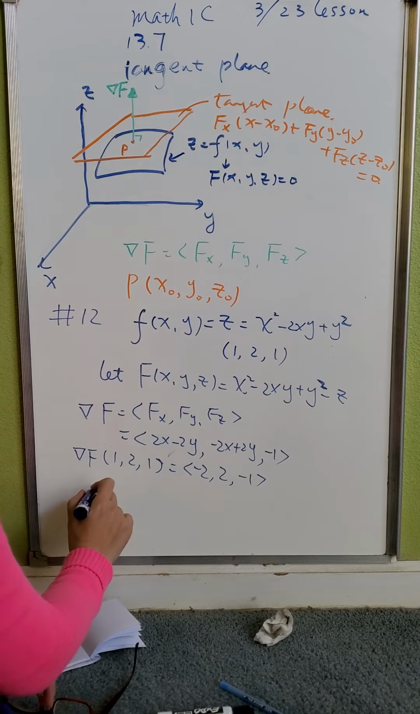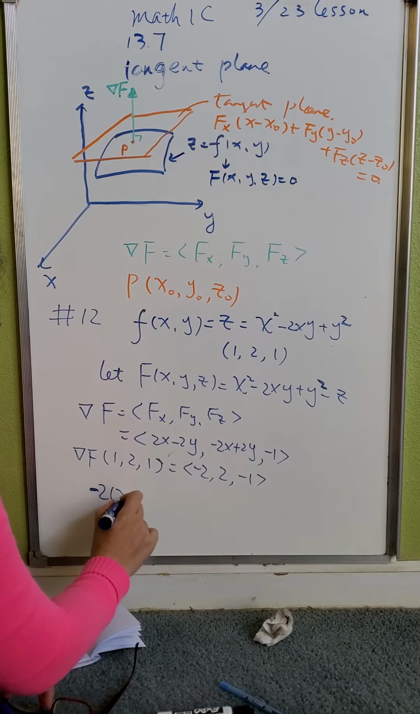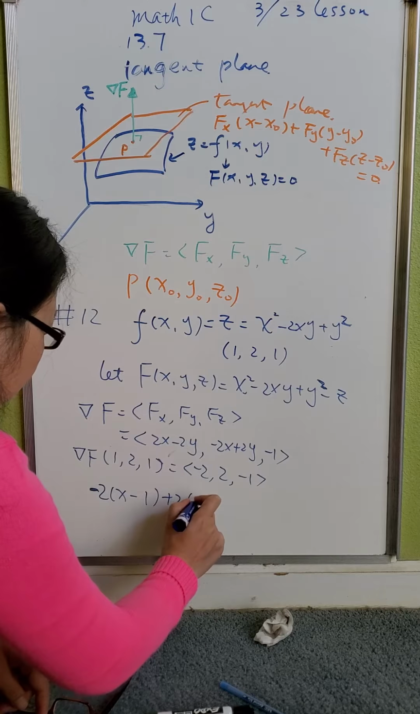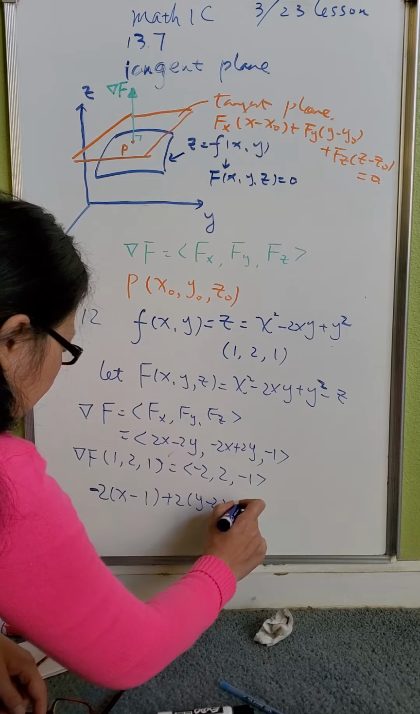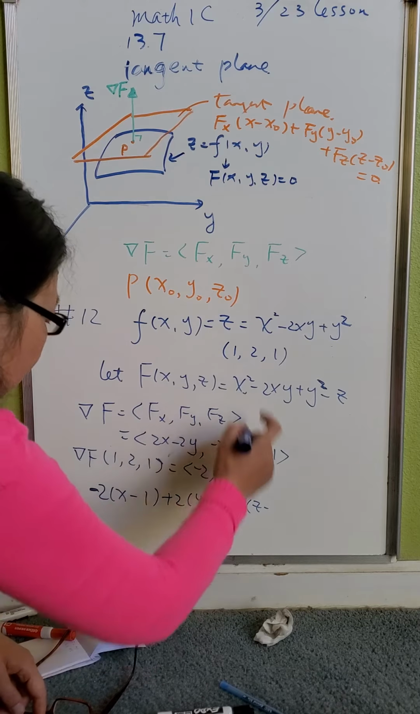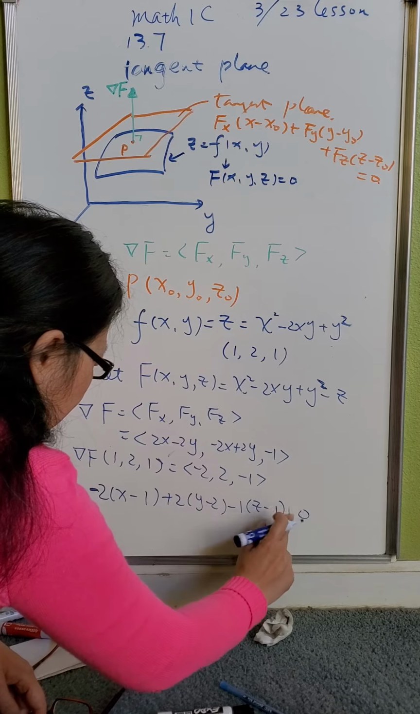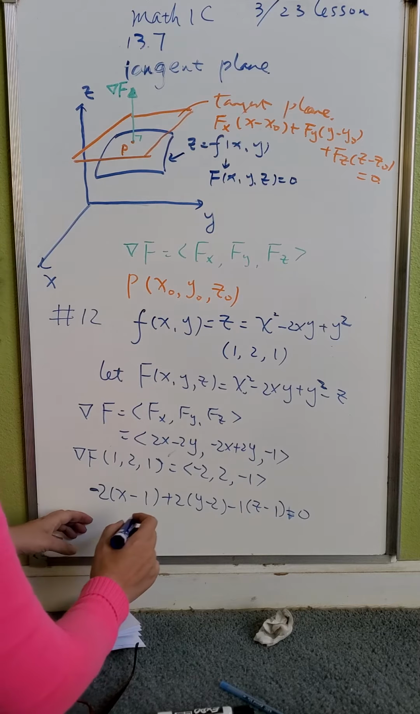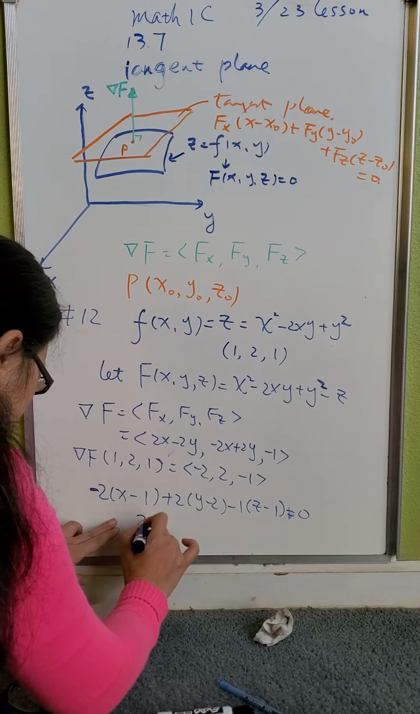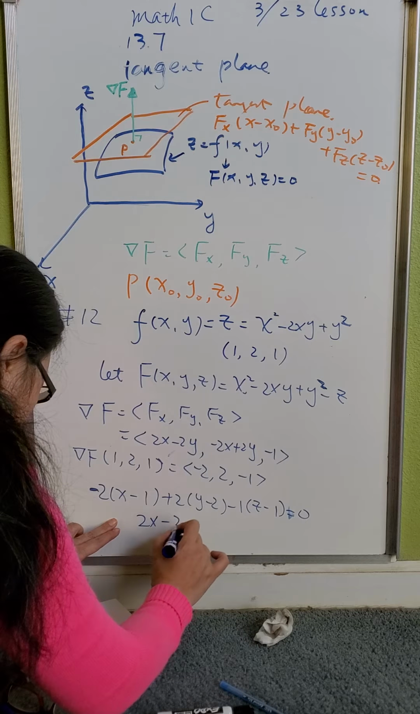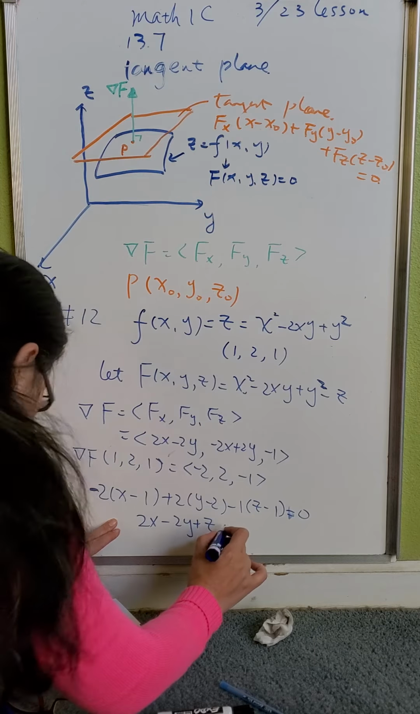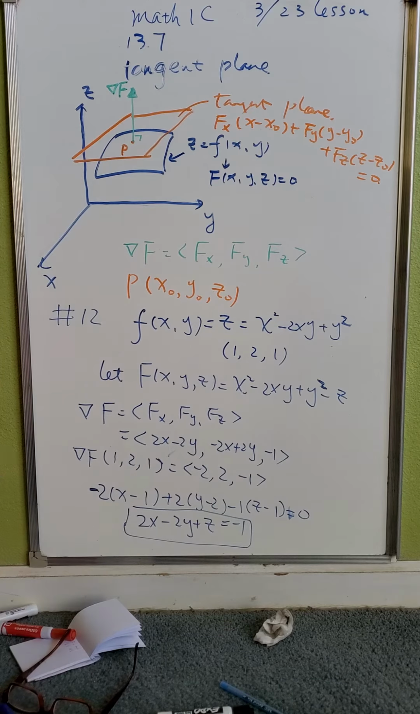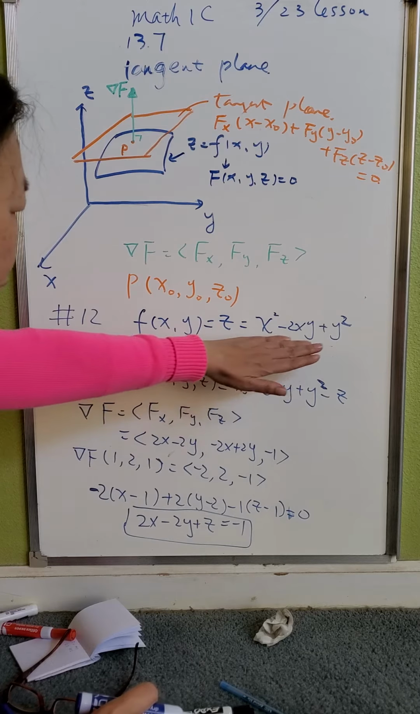So we're going to go negative 2 times x minus 1, plus 2 times y minus 2, minus 1 times z minus 1 equals 0. And I'm going to simplify it, okay? It comes out equal to 2x minus 2y plus z equals negative 1. So that is the equation of the tangent plane, going through this point and tangent to this surface.